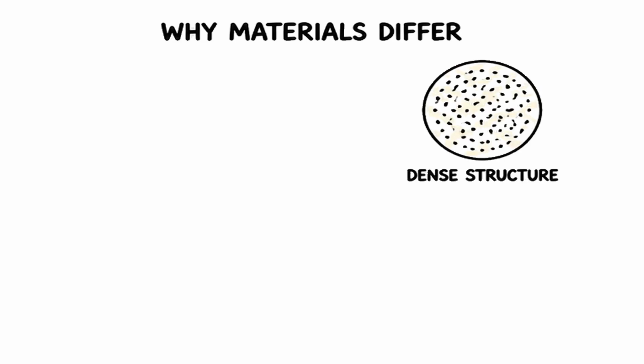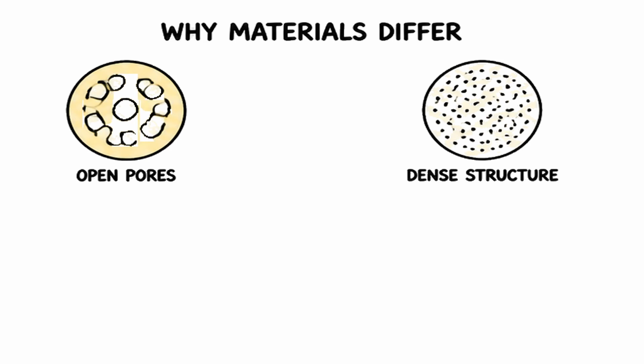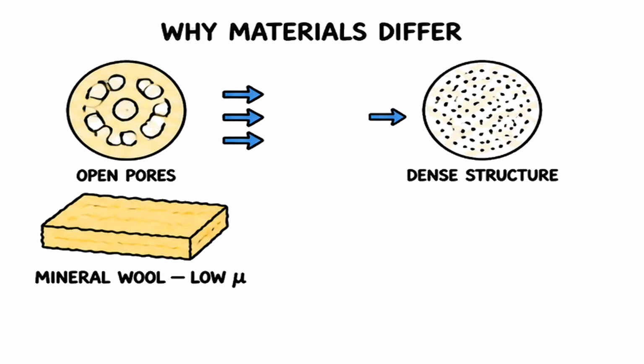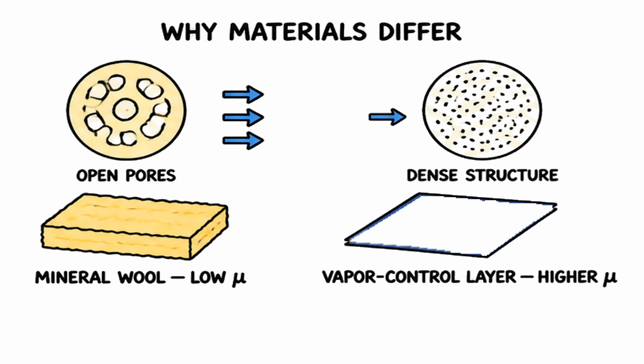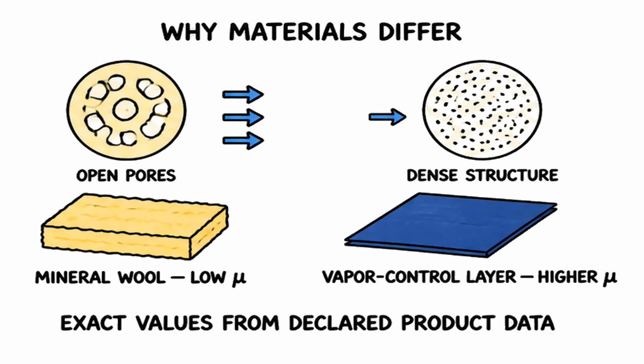Why do materials differ? Their internal structure. Open, porous materials offer easier pathways. Dense or vapor control materials create more resistance. Mineral wool is usually low mu. Dense layers are often higher mu.